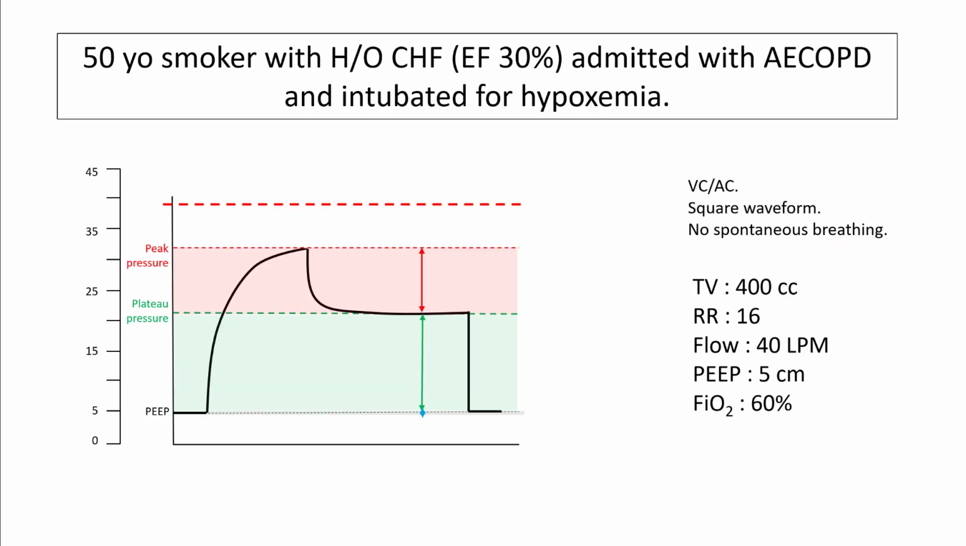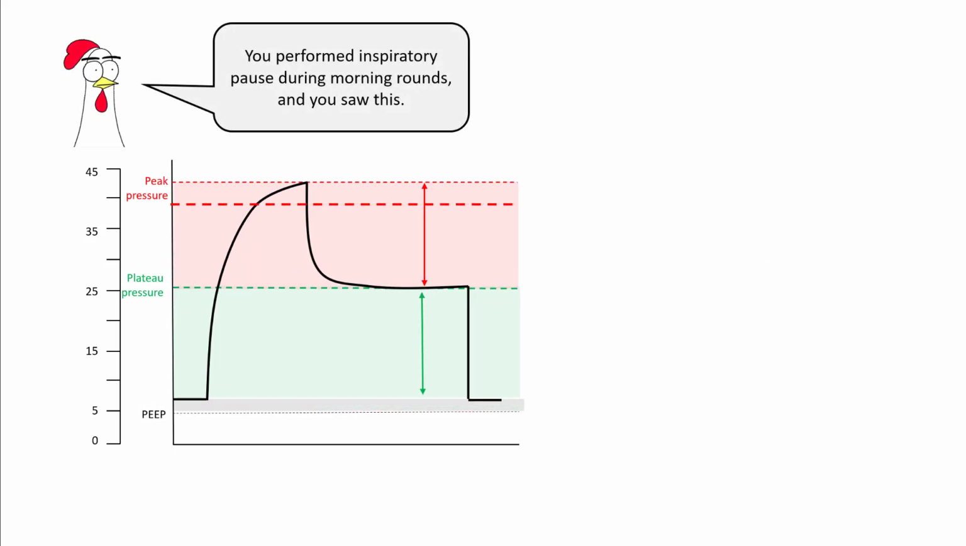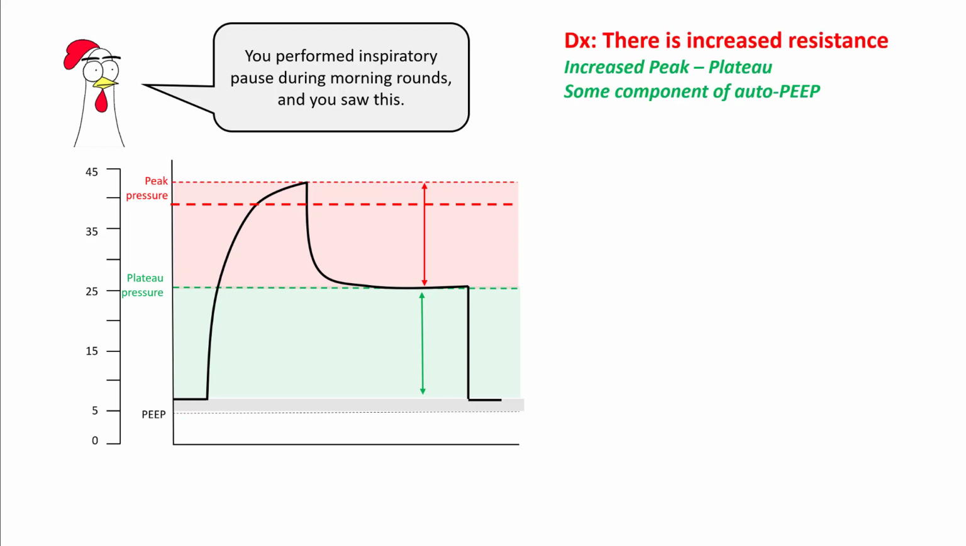Next, we have a smoker with heart failure and COPD exacerbation, intubated for hypoxemia. When you perform the inspiratory pause during the morning rounds, you see that the peak minus plateau has increased. Plateau minus PEEP seems to be the same, and the baseline pressure seems to be slightly higher than what you are providing the patient. What you are seeing is increased resistance because you see peak minus plateau is high, and there is certainly some component of autoPEEP.